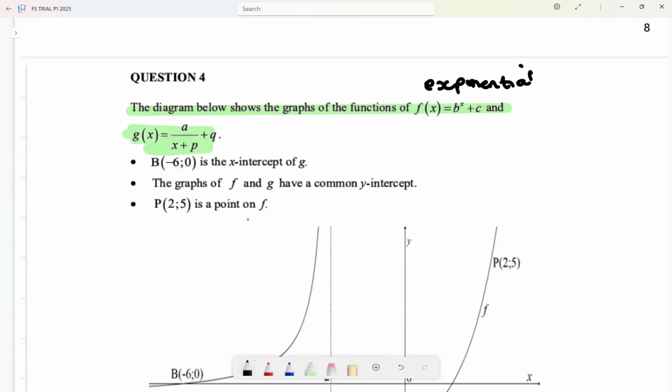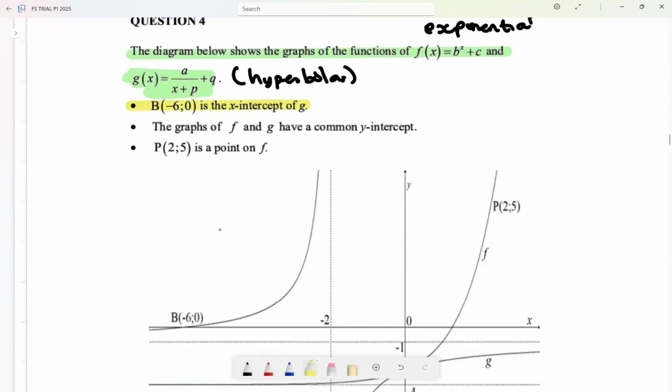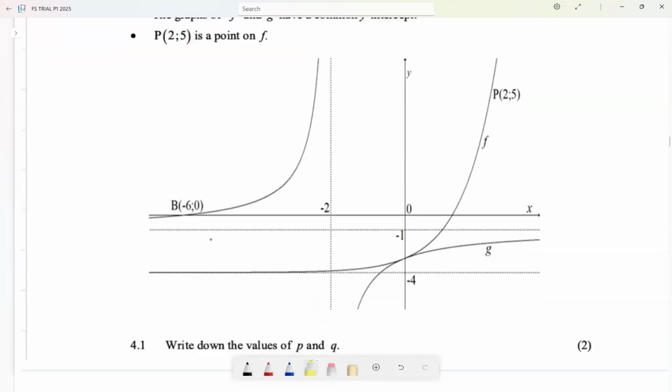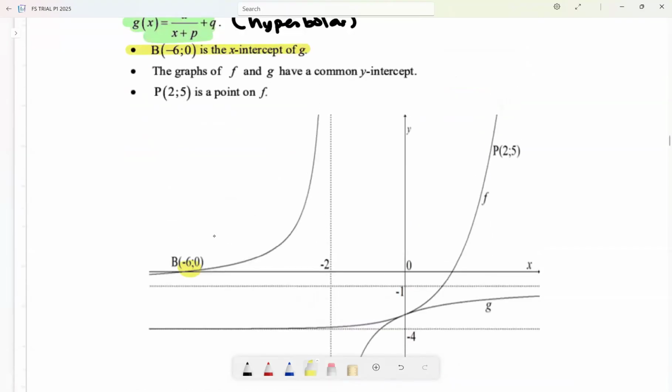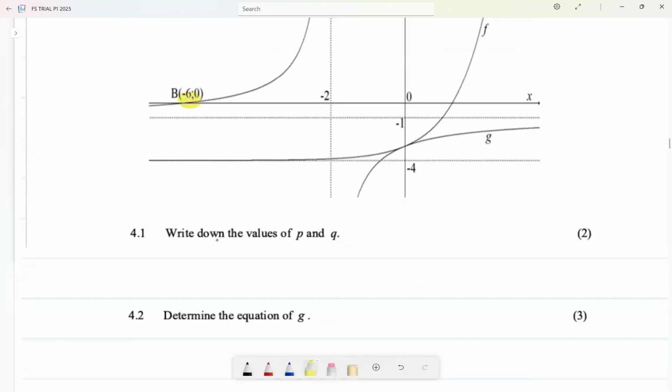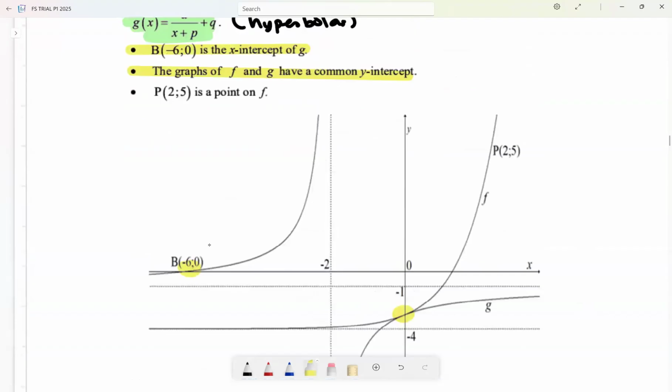I know this is my hyperbola. And then they tell me that B, which has coordinates of -6 and 0, is the x-intercept of g. Let's confirm that, the x-intercept of g here. And then the graphs of f and g have a common y-intercept, here at, I think it's negative, whatever. Then P is a point on f.